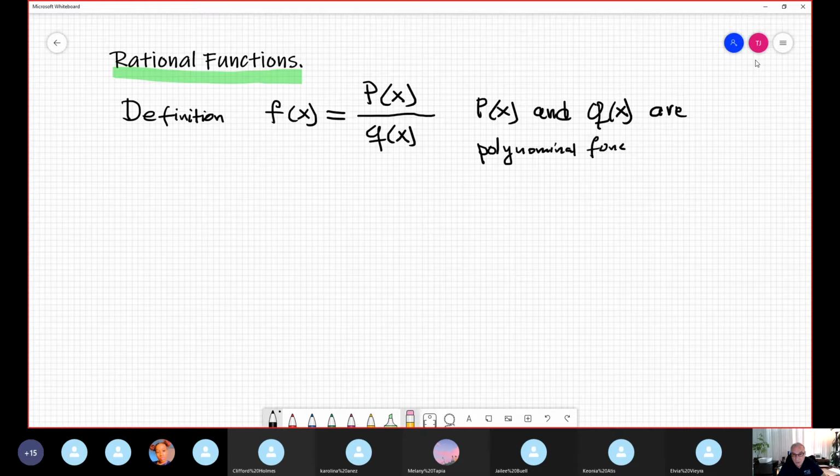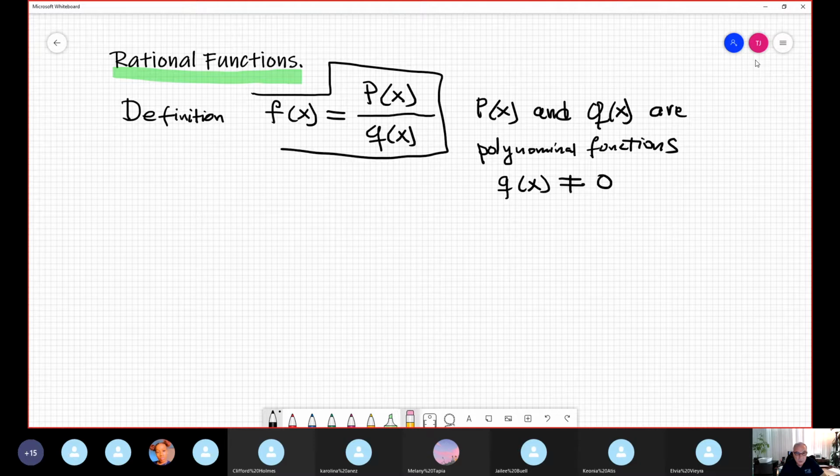We see several examples now. No restriction, any arbitrary polynomial. However, the only restriction is that Q of x is never 0, because you know what happens when you divide by 0, it's undefined. Okay, this is the definition of a rational function.